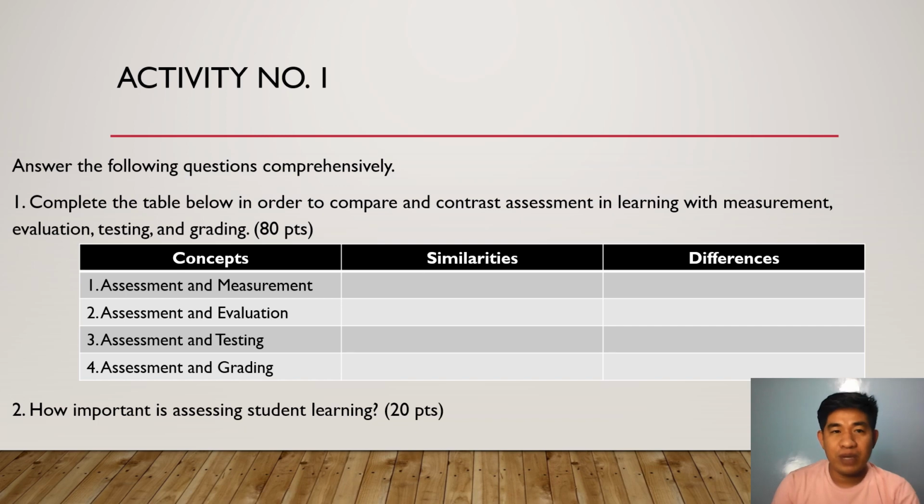From my video presentation. So for your first activity, you're going to answer the following questions comprehensively. Okay? So first question, complete the table below in order to compare and contrast assessment in learning with measurement, evaluation, testing, and grading. Then, so natay table diha, na itulo ka columns. Then, 1, 2, 3, 4. Assessment and measurement. Imong i-verso sila. Unsa ilang similarities, ilang kapariha, isuwat nimo diha. And then, unsa po ilahang differences, isuwat po nimo sa atbang. Okay? Then, that corresponds to 80 points.